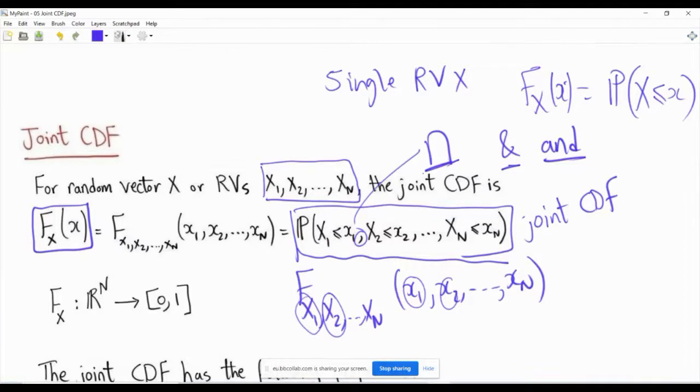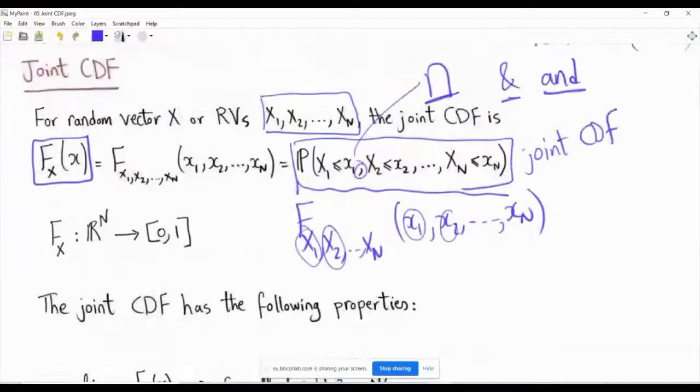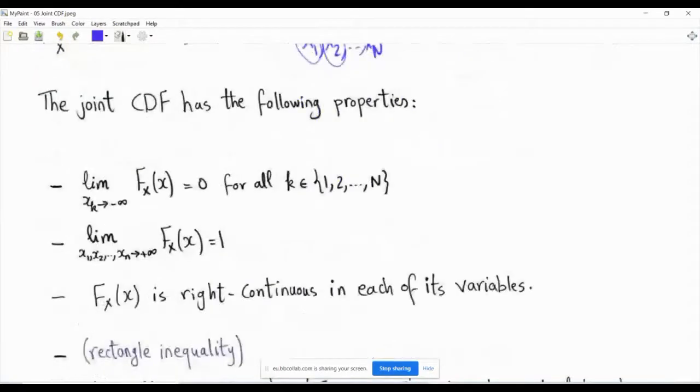Now, what are the properties of a joint CDF? Those properties, like for the single case, can be derived using continuity of probability, but we will try to understand and use them directly. So, here's the first property. The CDF is this probability.